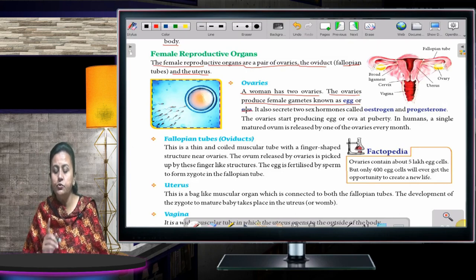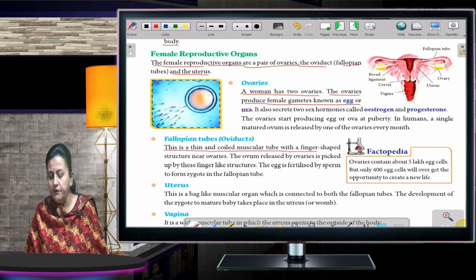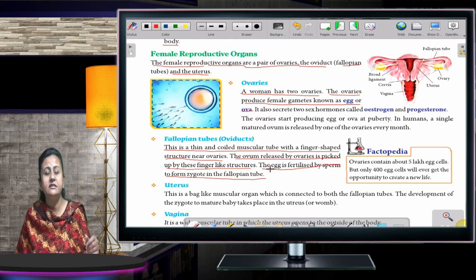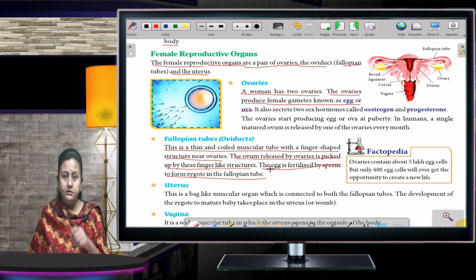Fine? There are two ovaries. And what is their function? Their function is to produce the egg or the ova. Fine? Now we'll talk about fallopian tubes. This is a thin and coiled muscular tube with a finger-shaped structure near the ovaries. The ovum released by the ovaries is picked up by these finger-like structures. The egg is fertilized by sperm to form a zygote in the fallopian tube. Where does the egg start developing? It starts developing in the fallopian tube.